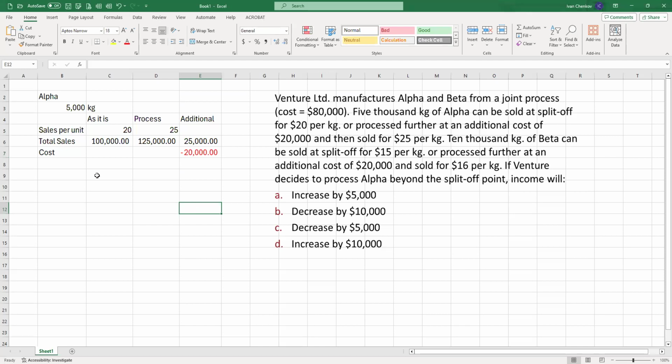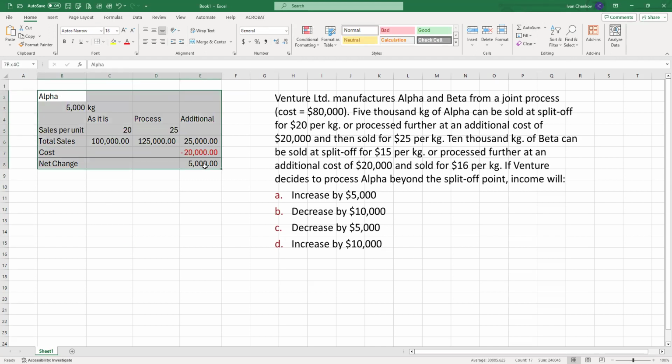Yes, Professor. So should I process further? What's the net change? Increase of 5,000. Net change in this case is an increase. So should I go for it? Is my income going to increase? Obviously, $5,000 is going to increase, correct? Yes. So let's see what's going to happen.